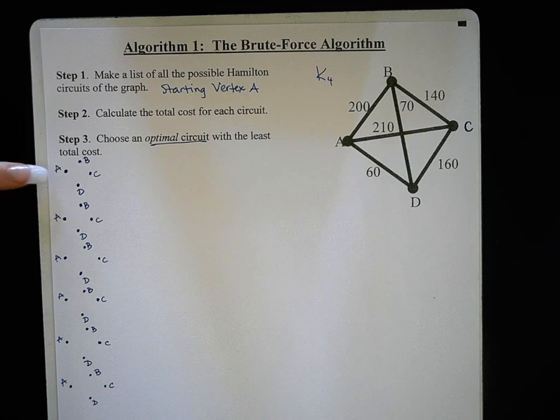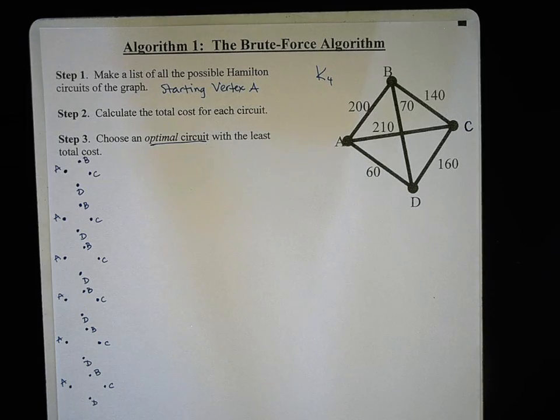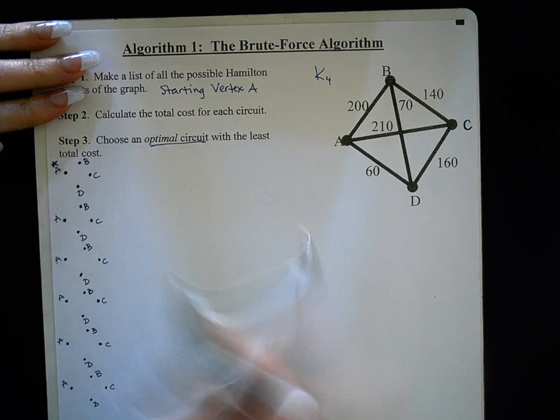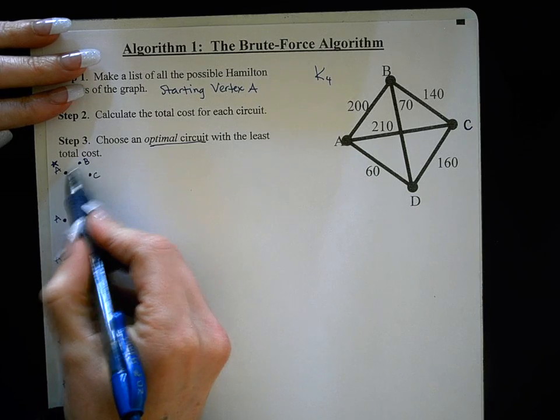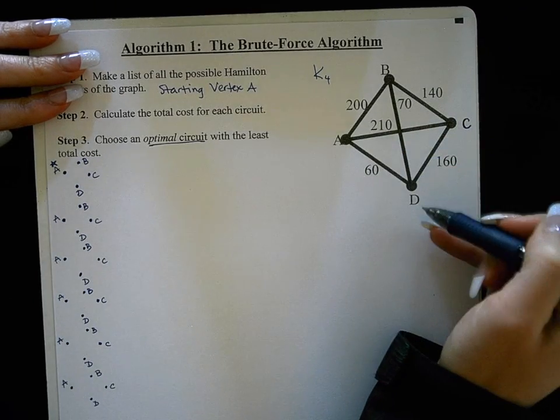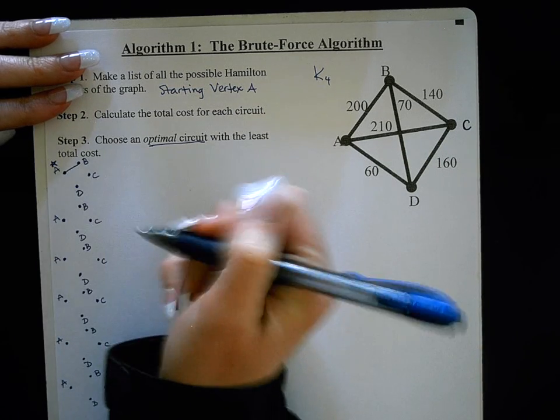Now what I like to do is I like to do little pictorials on the side. I'm a visual person. It helps me to see what's going on. So I'm going to be starting at A. Now when we go from A, we could go from A to B, A to C, or A to D. I like to keep things alphabetical. So let's list all of the options going to B first.